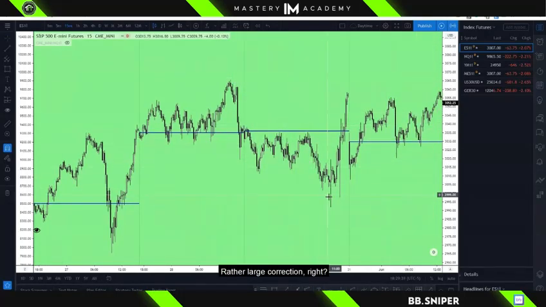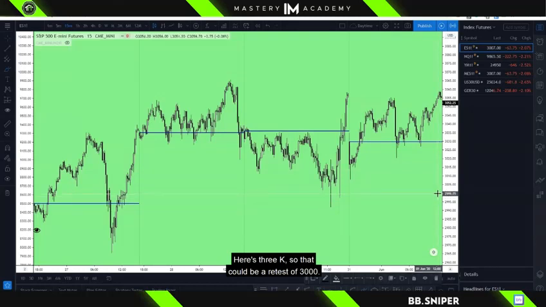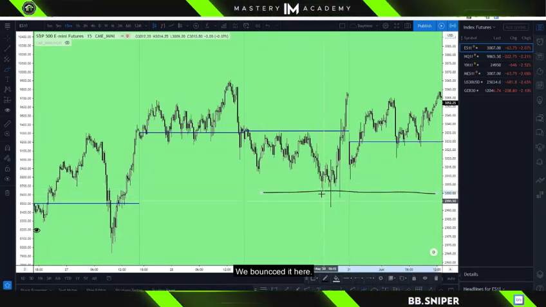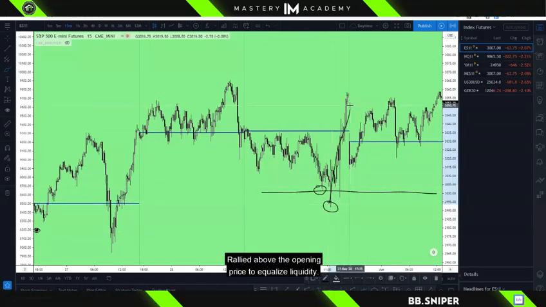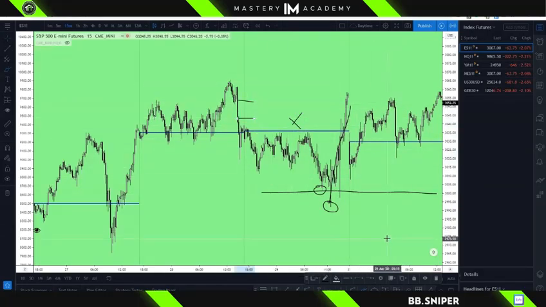Rather large correction, right? Here's equal highs right here near the opening price. Price came down for whatever reason. I don't know. I'm not going to go through all of it. This is just kind of like speed walking you through this. Here's 3K. So that could be a retest of 3,000. We bounced it here, and then we took stop losses there, rallied above the opening price to equal highs liquidity, and to also this imbalance up here for some rebalancing.